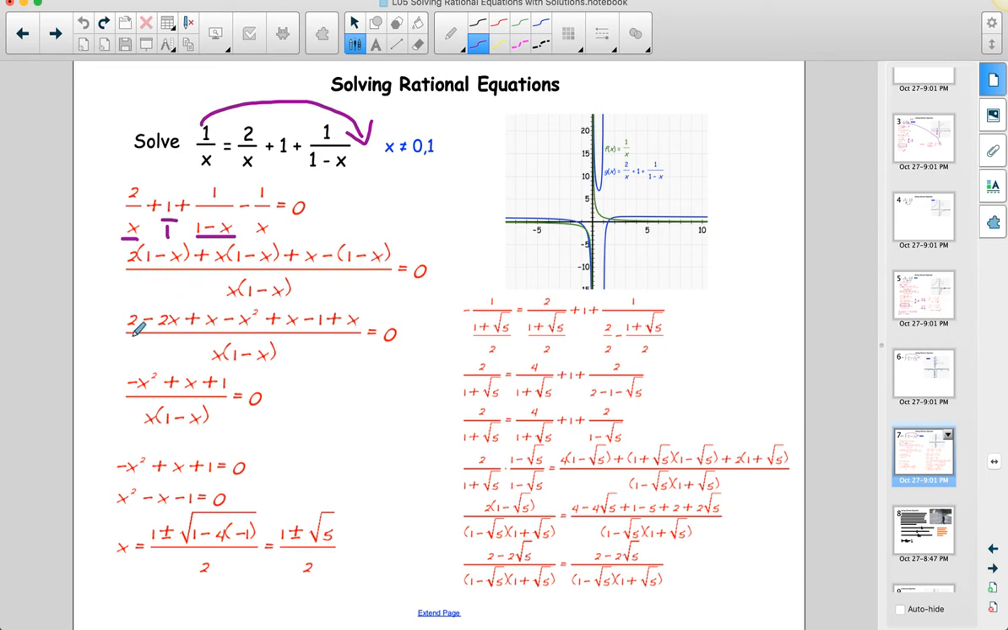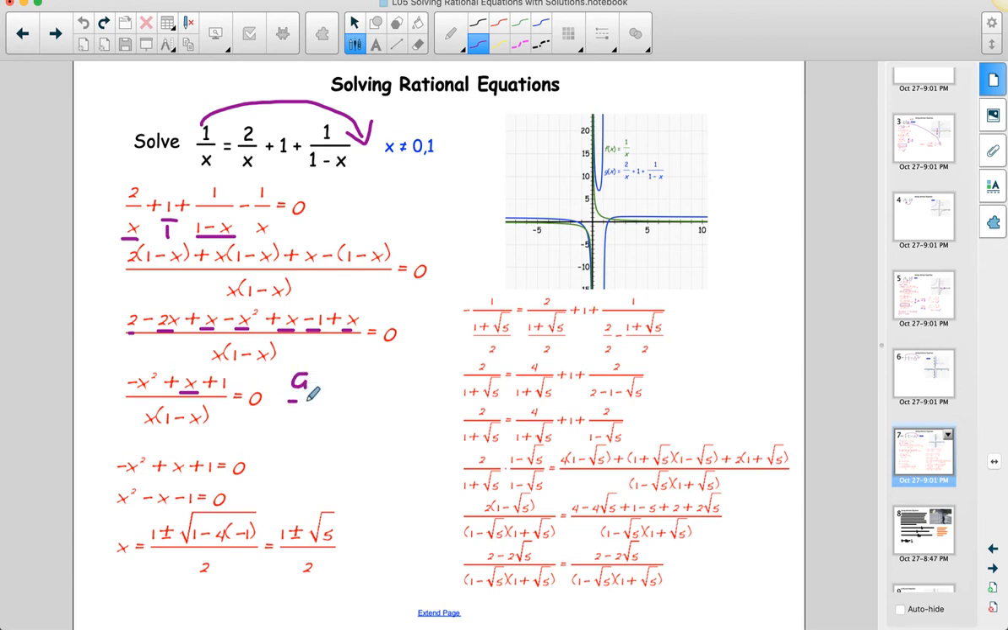Expanding, that becomes 2 minus 2x. That's plus x minus x squared, so plus x minus x squared. The plus x from there, distributing minus 1 plus x. We have minus x squared. We have negative 2x plus x plus x plus x. That's plus x. And then we have 2 minus 1, which is 2. So this is negative x squared plus x plus 1.